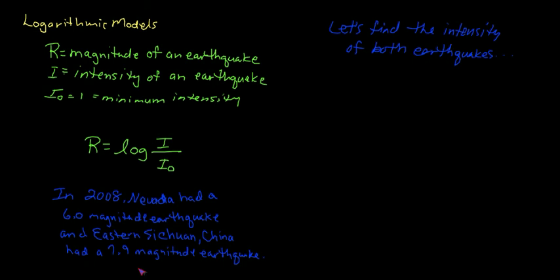Now, when we're used to just looking at a decimal system and a base 10, it looks like 6.0 to 7.9 is not that big of a difference, 1.9. But since this is a scale score, it doesn't really tell the whole story. So what we're going to do is find the intensity of both earthquakes. We're going to start out with our Nevada earthquake. And remember, I sub 0 is just 1. So I don't have to put anything there because it's just going to become R equals log of I.